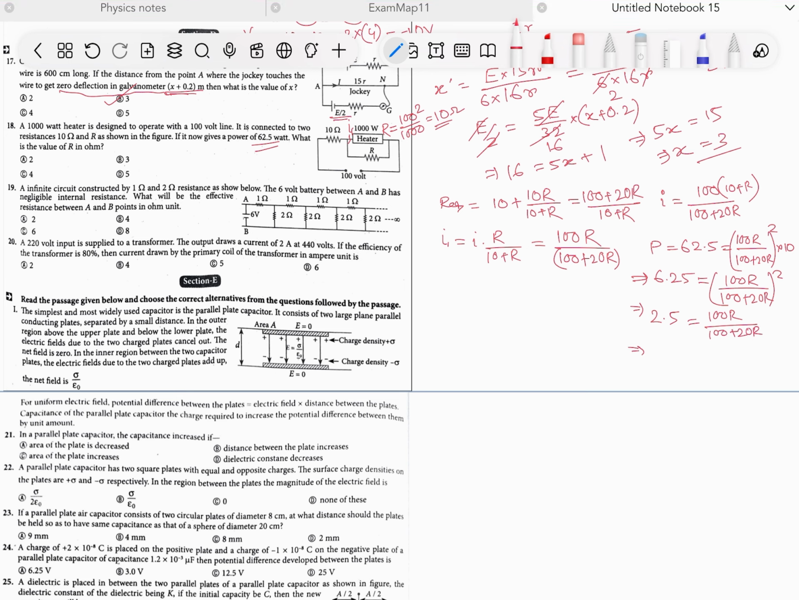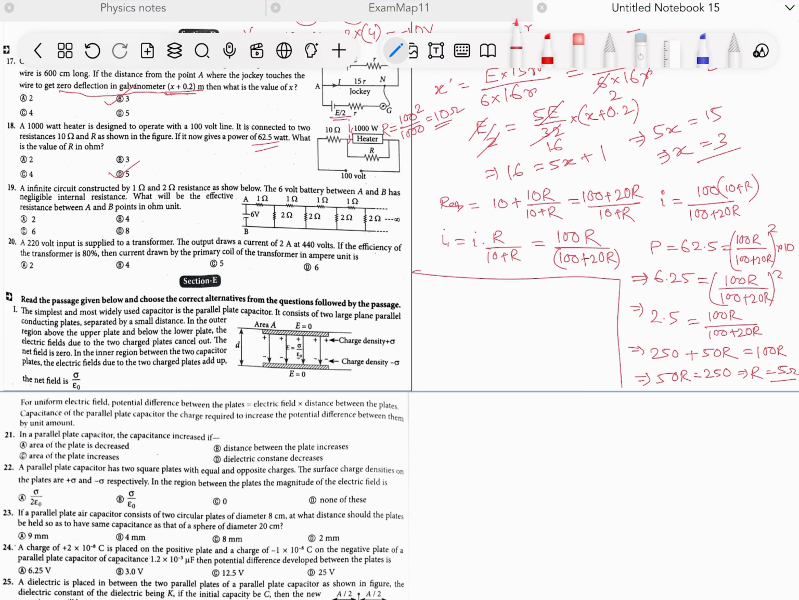So we can write 250 plus 50R equal to 100R. So 50R equal to 250. So we can write R equal to 5. So R will be 5 ohm is the right answer. So R equal to 5 ohm. Okay. Now question number 19.